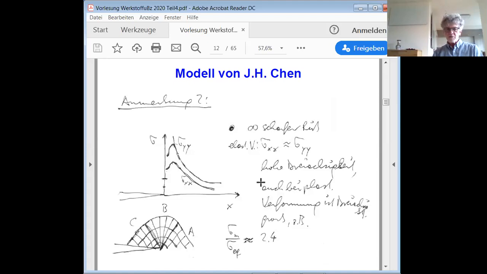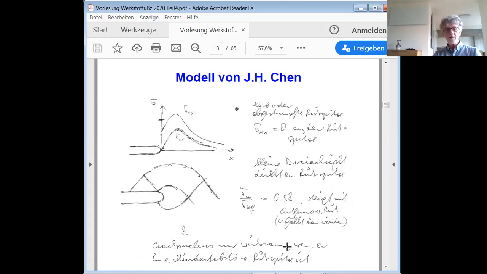That model of Chen works for specimens with sharp cracks, and for specimens with notches. But the cleavage fracture stress is different in those two cases. In fact, it's shown here. If you have a sharp crack, you have a high stress triaxiality. That means the stresses increase sharply near the crack tip, and you have a high stress triaxiality here for ideally plastic material with low hardening. At least the stress triaxiality is a value of 2.4.